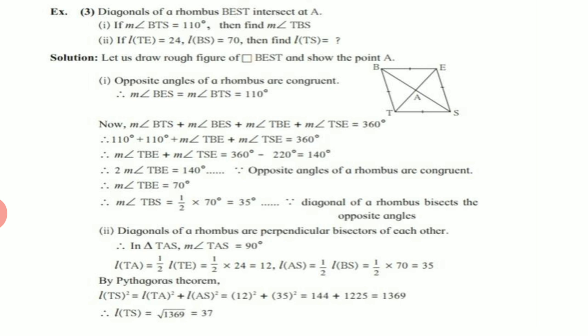By the Pythagoras theorem, length of TS square is equal to length of TA square plus length of AS square, which is equal to 12 square plus 35 square, which is equal to 144 plus 1225, which is equal to 1369. Length of TS is equal to root of 1369, which is equal to 37.